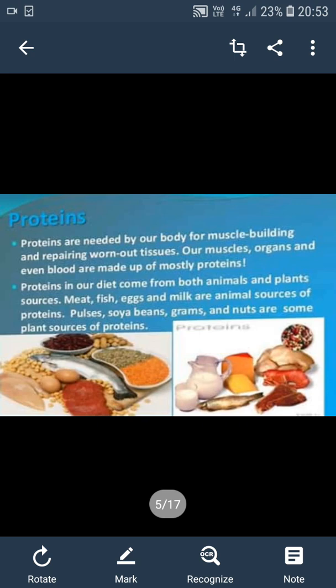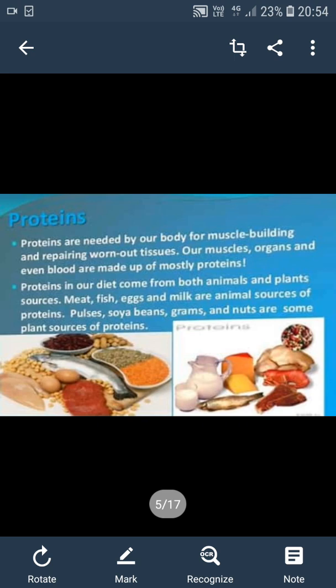See children, when you compare with other nutrients, proteins are very important to our body. Why is it very important? Because it helps in muscle building. That is why we say proteins are body builders. And also it repairs the worn out body parts. See children, proteins come from both plant and animal sources. The main sources of proteins are meat, egg, milk, nuts, pulses, beans and cereals.